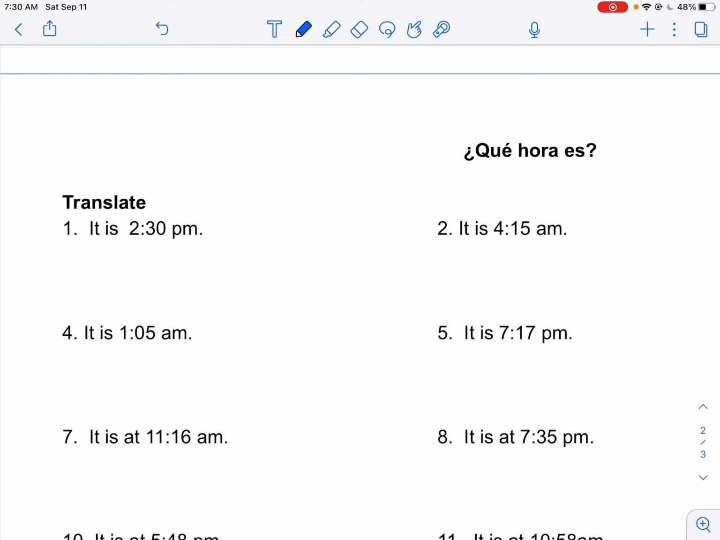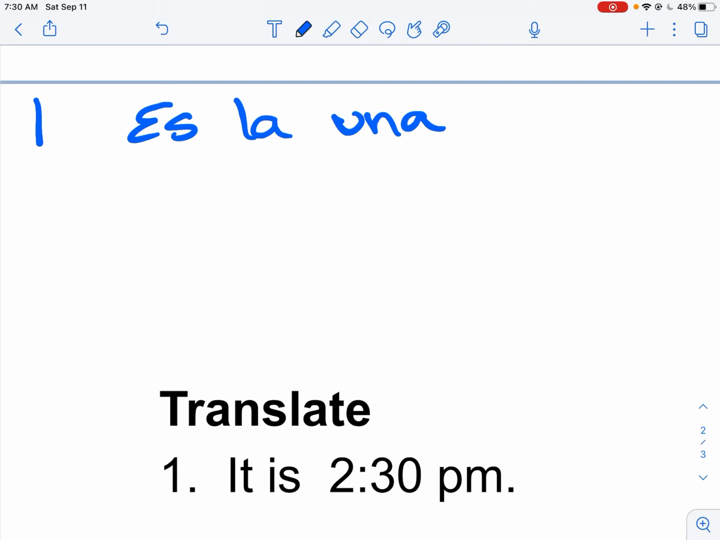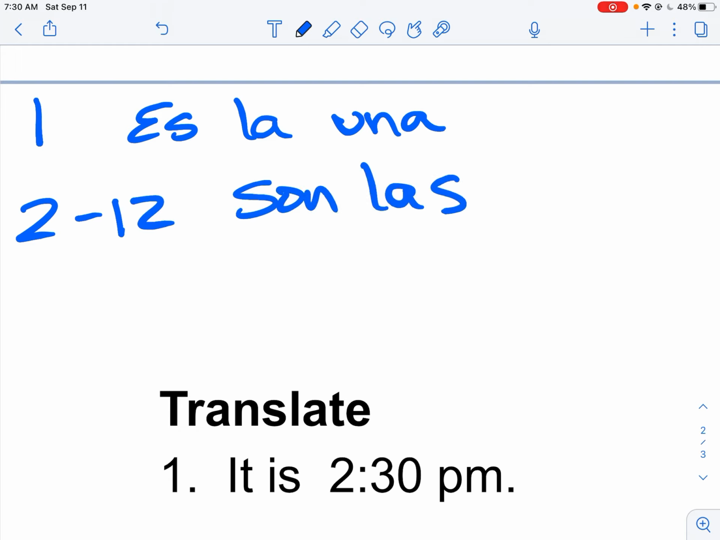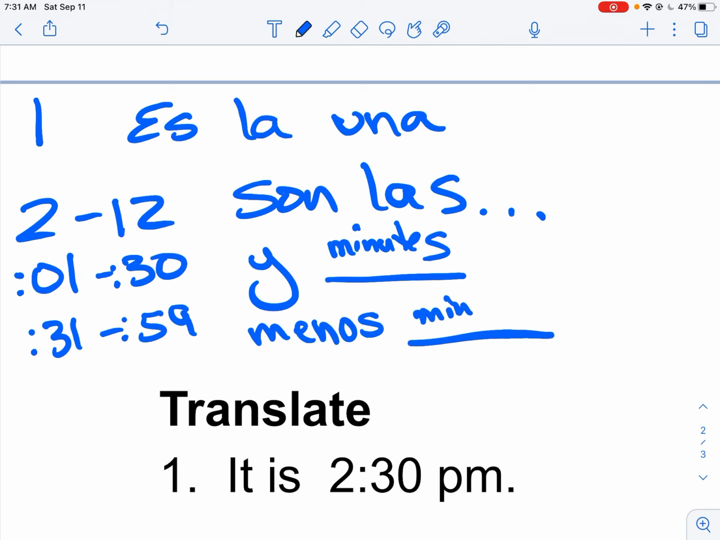Okay, ¿Qué hora es? What time is it? Now you have to be careful when you're doing this. When we're talking about 1 o'clock, it's es la una. When we're talking about 2 to 12, it's son las. Okay? And then you put what the number is. If you're talking about minutes from 1 minute to 30 minutes, you would put an E and then the minutes. Okay? If you're talking about 31 through 59, you would put menos and then the minutes. Okay?